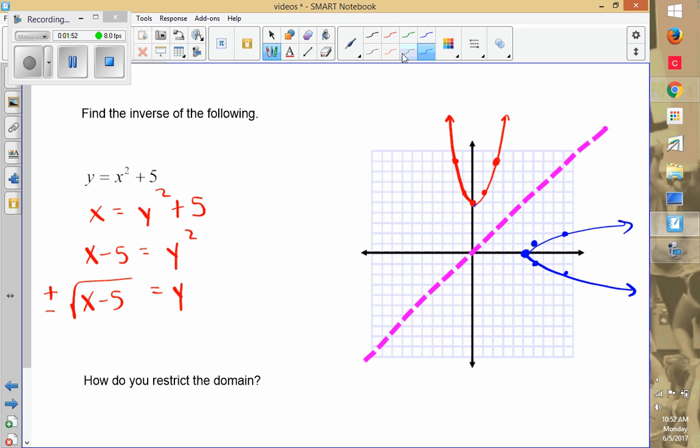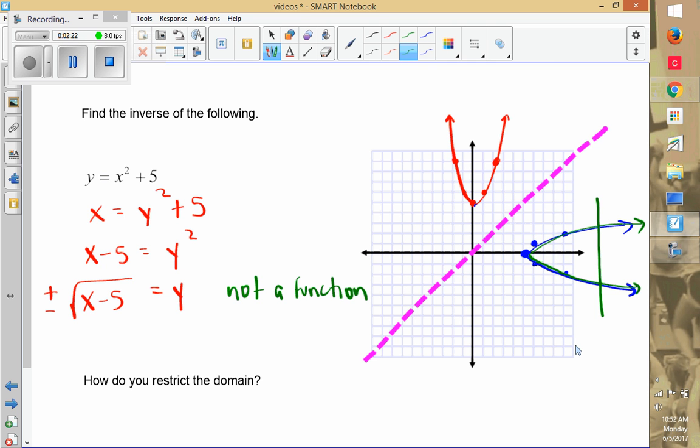But the problem that we have right now is that our inverse would not pass the vertical line test. So our inverse is not a function. And that is because we have both the positive and the negative. The upper part is the positive square root of x minus 5, and the lower part is the negative square root of x minus 5.